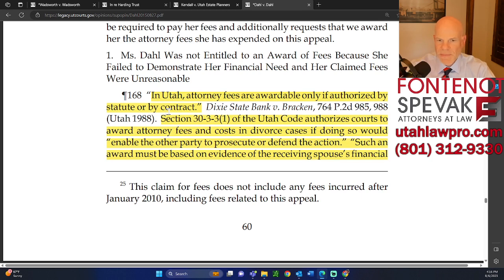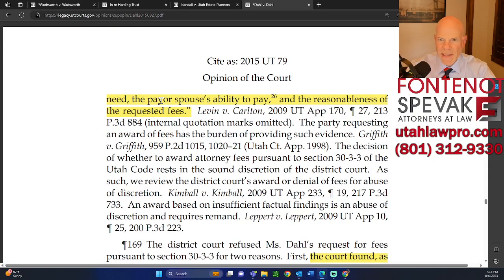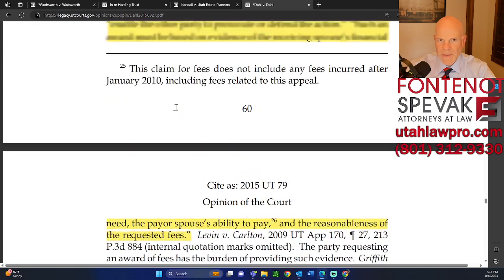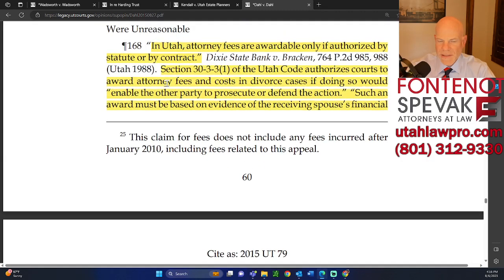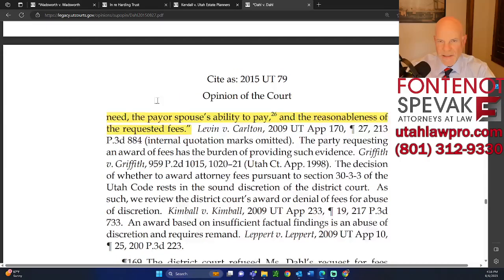Such an award must be based on evidence of the receiving spouse's financial need, the payor spouse's ability to pay, and the reasonableness of the requested fees. And we'll talk a little bit more about what the specific factors are that a court's going to use. But that's just the general rule. It goes to the recipient spouse's need, the payor spouse's ability to pay, and then the reasonableness of the fees.